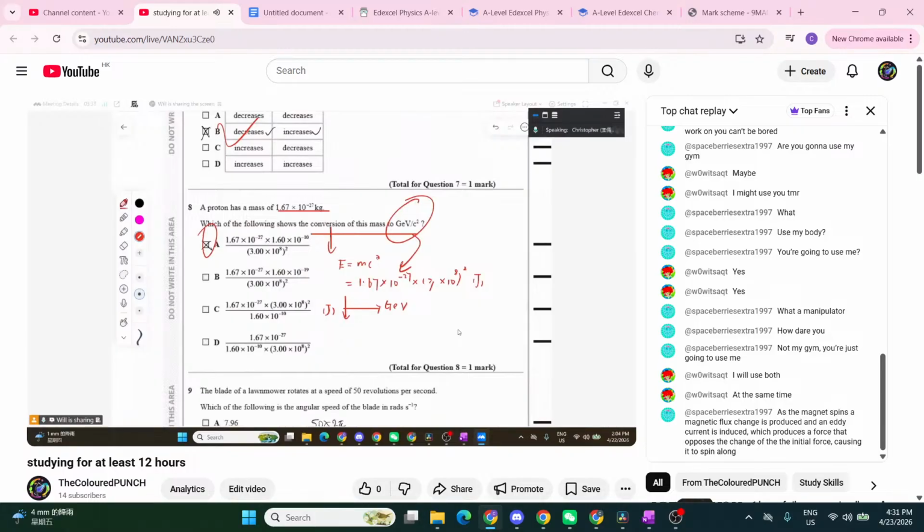I forgot. 1.6 times 10 to negative 19 joules equals 1 electron volt. And here's the unit of the G. What does the G represent? Times 10 to the 9. So no problem. So the electron volts becomes what?